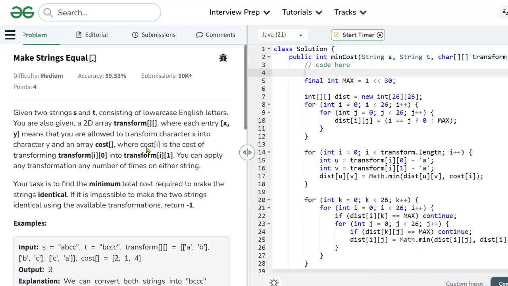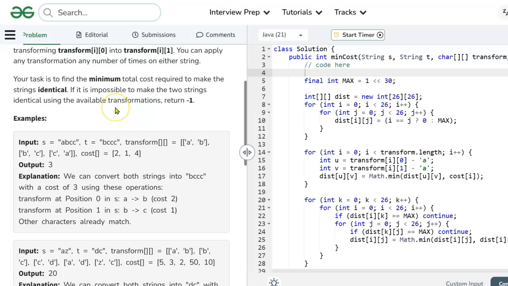You're also given an array cost, where cost at I is the cost of transforming transform I0 to transform I1. We'll look at an example of this. You can apply any transformation any number of times on either string. Your task is to find the minimum total cost required to make the strings identical. If it's impossible to make the two strings identical using the available transformations, return -1.